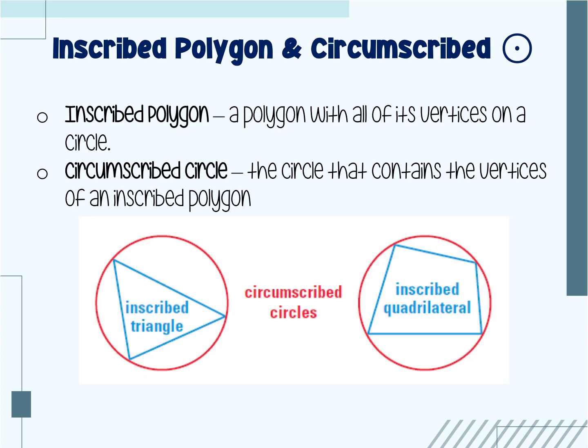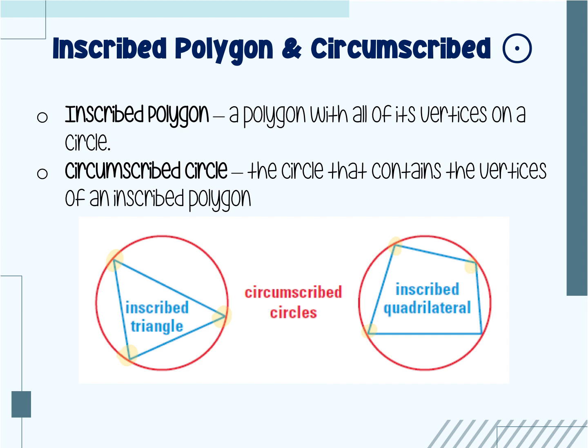All right, inscribed polygons and circumscribed. Inscribed polygons: a polygon with all of its vertices in a circle or on a circle. So here are the vertices and they're all on the circle. Circumscribed circle: the circle that contains the vertices of an inscribed polygon.